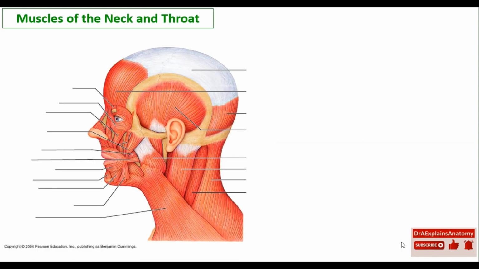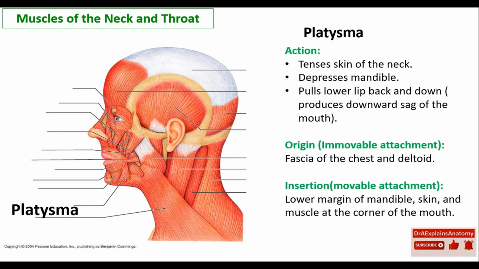Moving to the muscles of the neck and throat, the platysma. This right here is the platysma. The action, it tenses the muscle of the neck. It depresses the mandible, it pulls the mandible downward. It also pulls the lower lip back and downward.